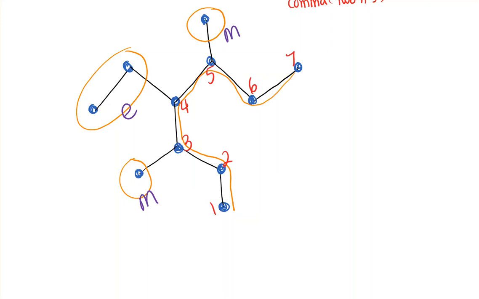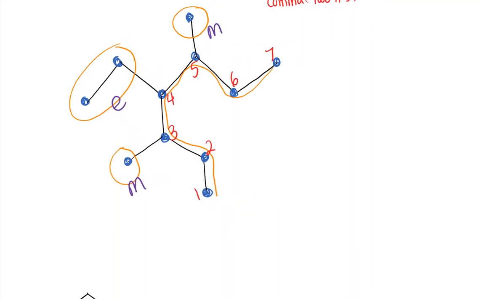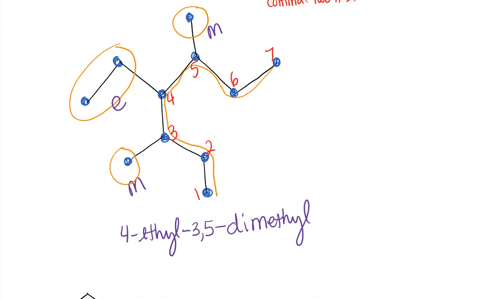Okay, and now I'm ready to put together my name. Which branch do we start with? We start with the alphabetically first, so I'll start with the ethyl. I'll say 4-ethyl, dash, and then I've got 2 methyls, and they're on 3 and 5, 3,5, no spaces there, dash, di, methyl, and the last name with 7 carbons is heptane.